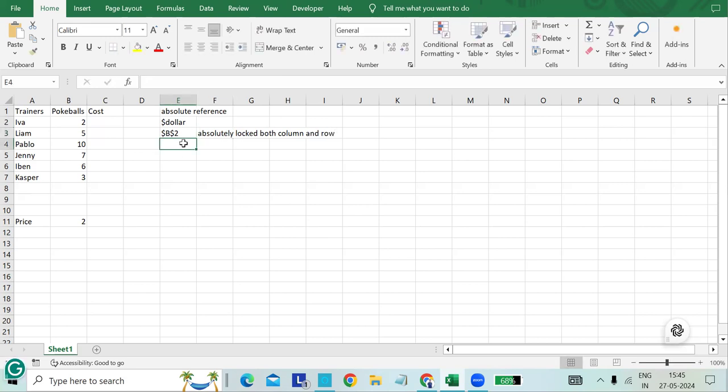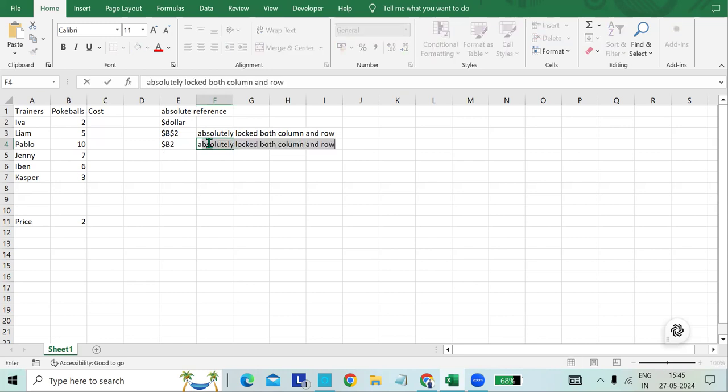And for example, if you do dollar B and just do like this, then it is absolutely locked only column, and row remains relative.